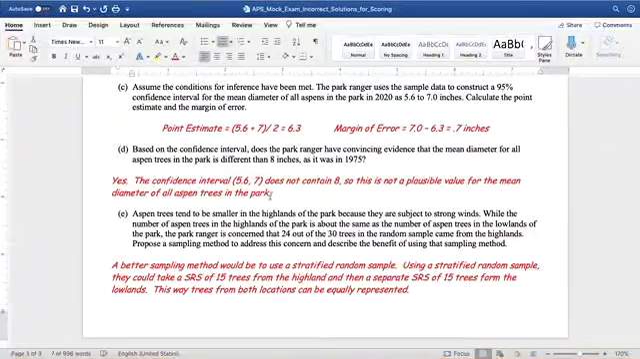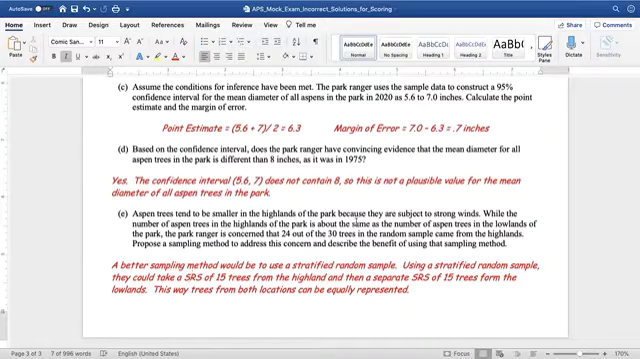So let's look at those first 2 components. A better sampling method would be to use a stratified random sample. Great. There's the first component. Using a stratified random sample, they could take an SRS. That means simple random sample. That is an abbreviation that's perfectly acceptable to use on the AP exam, of 15 trees from the highlands, and then a separate SRS of 15 trees from the lowlands. So this meets the first two components. We've used stratified, we are using randomness, and in context, we are selecting from both the lowlands and the highlands.